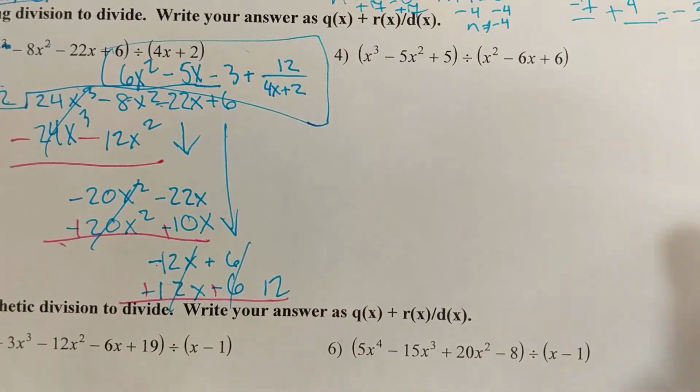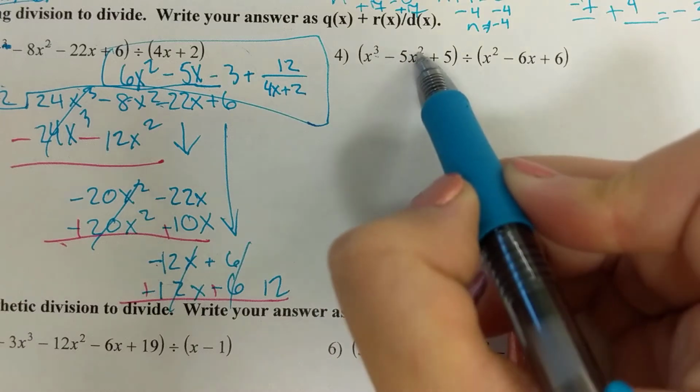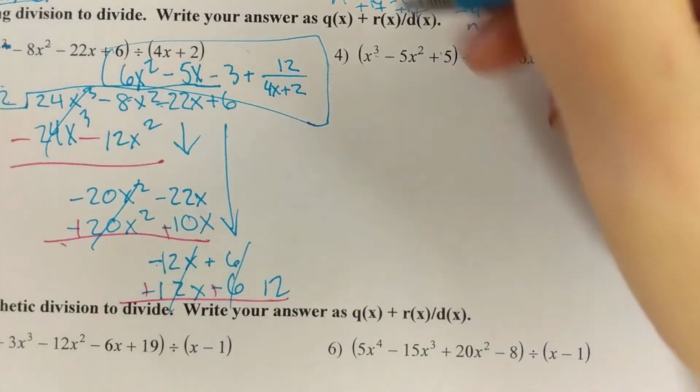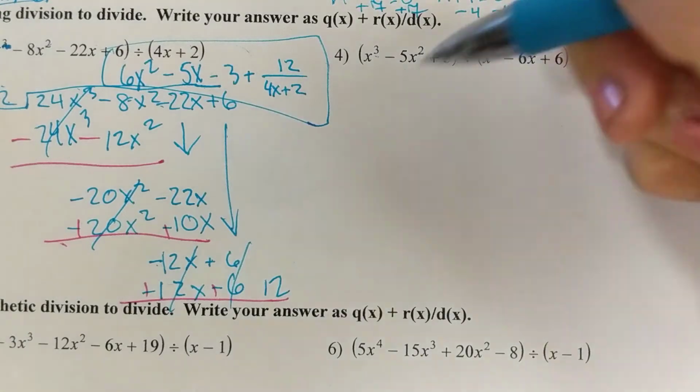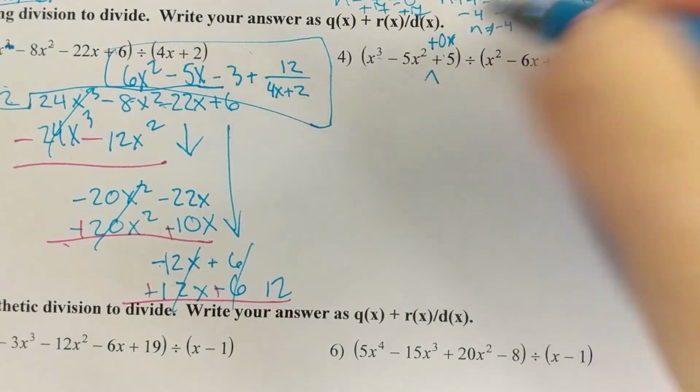Okay, let's see if I can get through the next one without any mistakes. First, let's check that there are no missing powers. 3, 2, and then this one is 0 because there's no x at all. So yeah, we are missing an x to the 1, the x term. So I'm gonna say plus 0x to make sure that there's a placeholder.